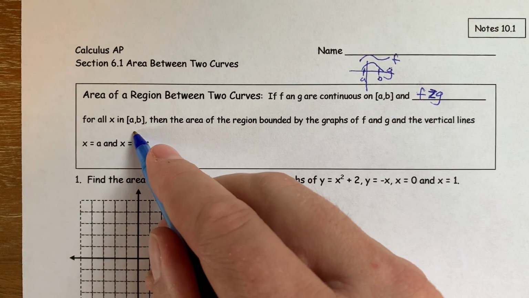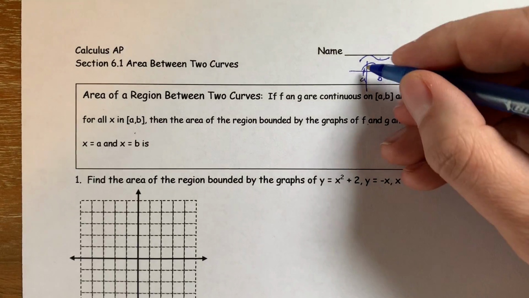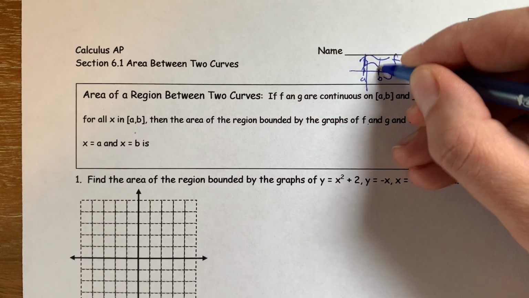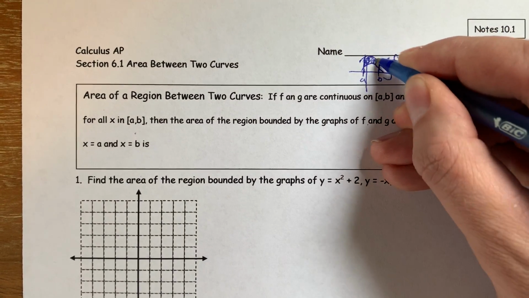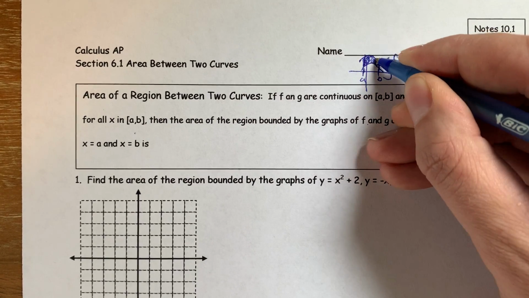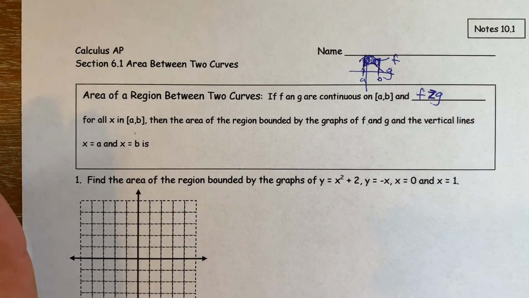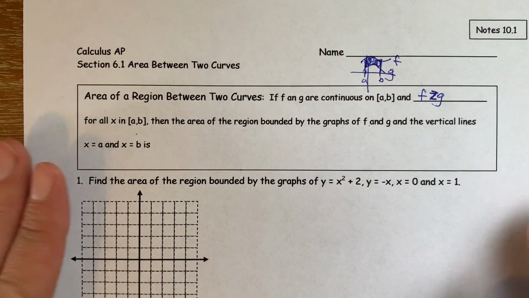Then the area of the region bounded by the graphs of f and g and the vertical lines x equals a and x equals b. So this is bounded by, right? So it's enclosed by x equals a, x equals b, f on top and g below is, well, it's always going to be, go ahead and see if you can figure out which one of these it would be.